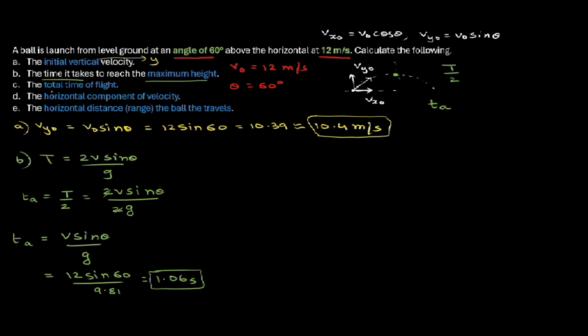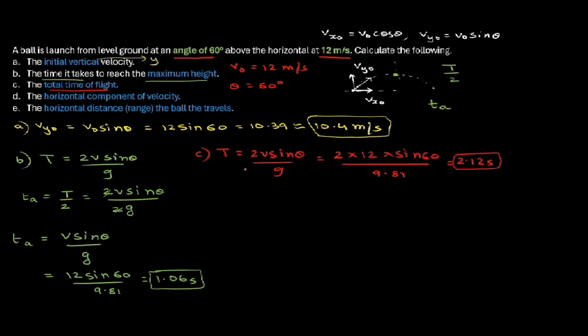Now in part C, they want me to find the total time of flight. So for total time of flight, we already have this equation. I will use t equals 2V sine theta over g, which is 2 times 12 times sine of the angle 60 over 9.81. That gives me the total time of flight to be equal to 2.12 seconds.